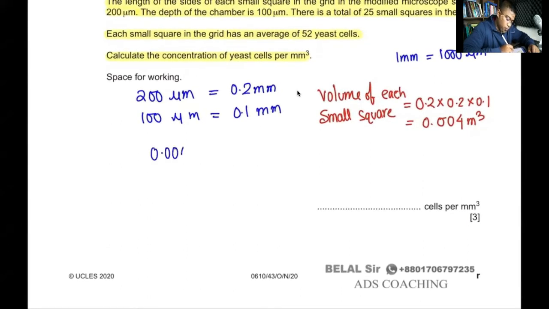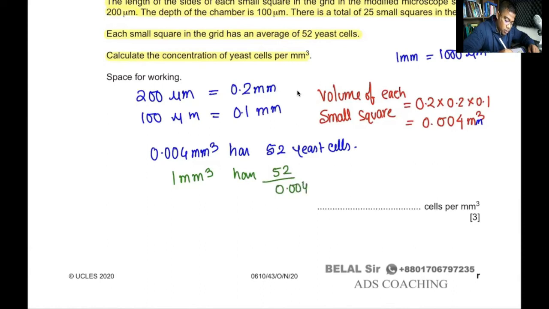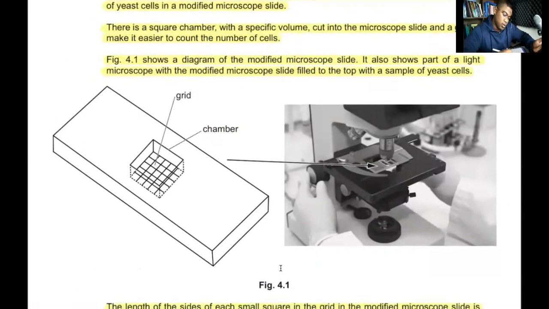So a 0.004 millimeter cube has 52 yeast cells. So thereby 1 millimeter cube has 52 divided by 0.004, 13,000 cells. So the answer will be 13,000 cells per millimeter cube. Okay, guys, we're done with this.